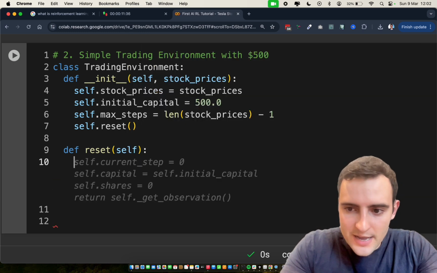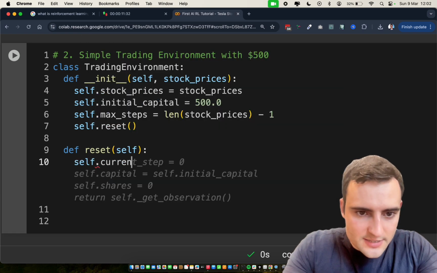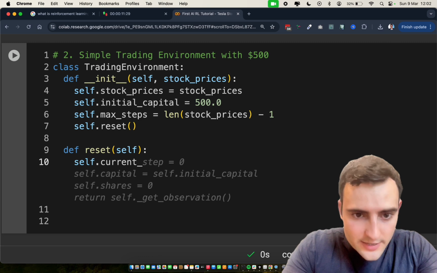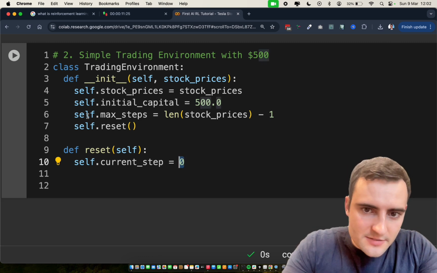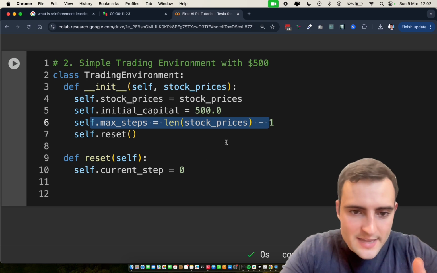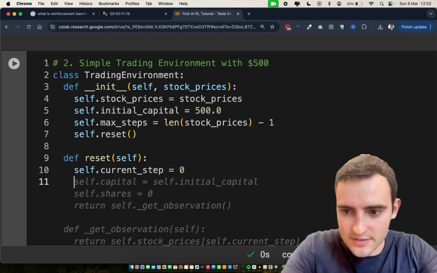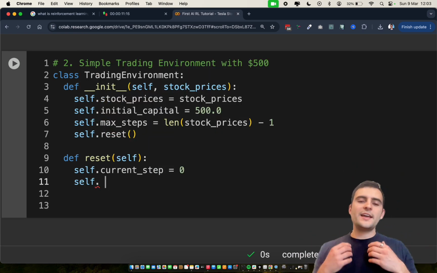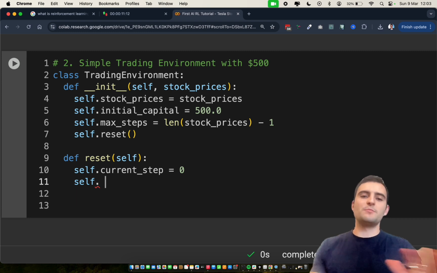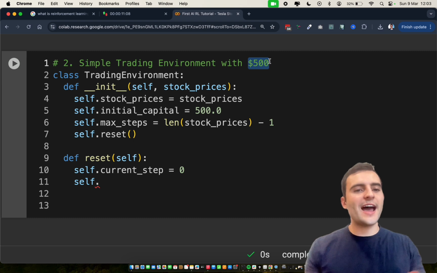And next, I'm going to first start off with the current setup. So self.current_step is 0. Basically saying, hey, we want to predict it day by day, but we start at 0. This is a very basic thing to define. Then what we want to say is, hey, when it comes to stock trading, let's simplify this. We have $500 and we have 3 actions, right?